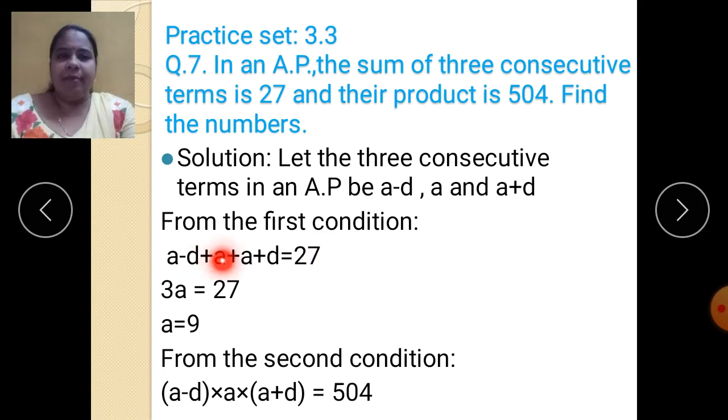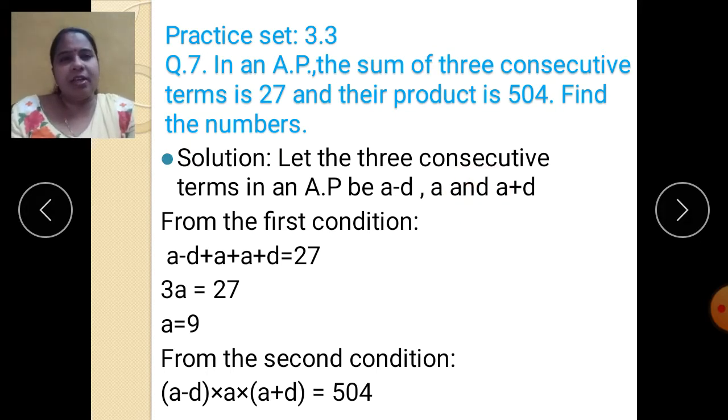See here. A minus D plus A plus D is equal to 27. Correct? So, minus D and plus D can be cancelled. What is left? A plus A plus A. How many times? 3 times. So, 3A is equal to 27. So, A will be 9. Okay? So, this is one part of the answer, that A is 9. I should get D also and then I will substitute here to get the 3 consecutive terms.